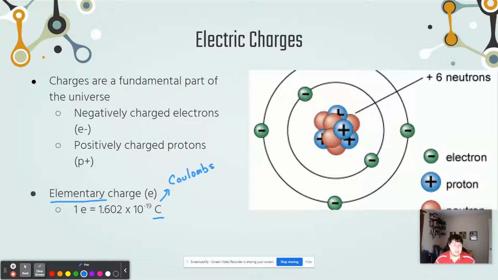It just so happens that one electron or proton has a magnitude of charge of 1.602 times 10 to the minus 19th coulomb. So not very much. The reason they can do things is because we have a lot of electrons and protons, and those add up to a large charge difference. So that's where charge comes from and what things carry charge.